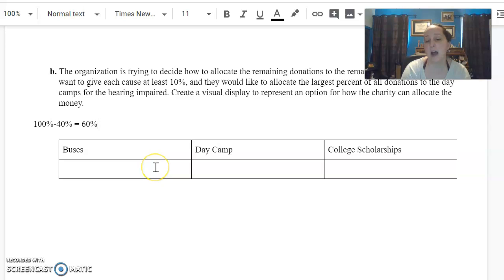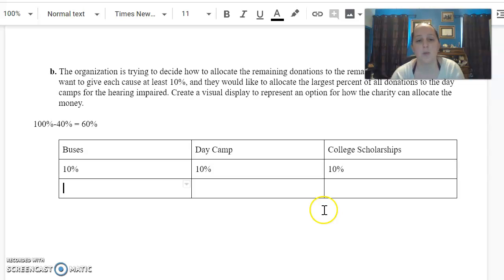I know that I'm going to spend money in each of these, so I'm going to start with 10%. This way at least everyone gets 10% of the money. They said that the most they want to do is in the day camp right here. There are a bunch of different ways to do this. This is just one option.